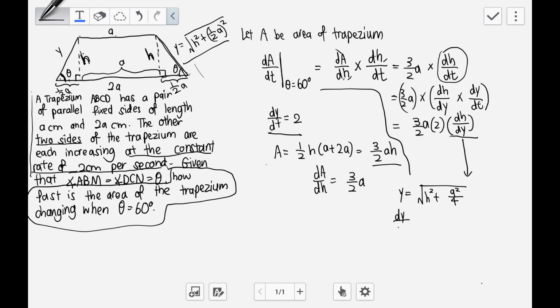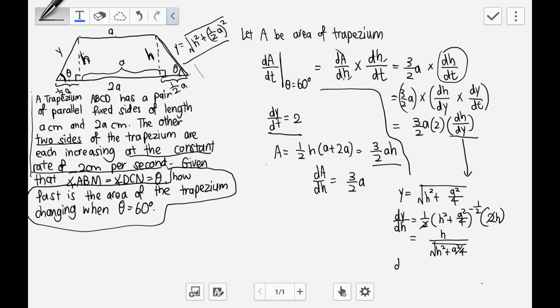So dy over dh equals half bracket h square plus a square over 4, to the power of minus half. This is the chain rule, so I must remember to differentiate the inside with respect to h again. a is just a constant, so a square is just a constant, so when I differentiate with respect to h, this becomes 0. But this h square, when differentiated with respect to h, becomes 2h. So to simplify, these 2 and these 2 cancel. So this is just h over the square root of h square plus a square over 4.